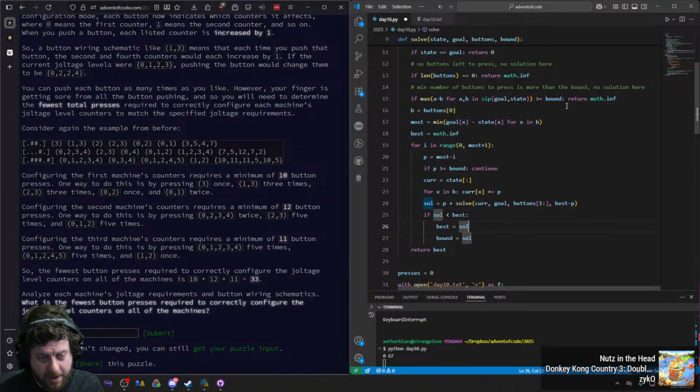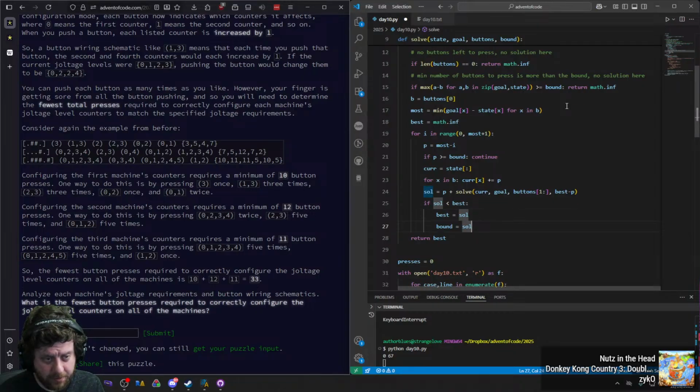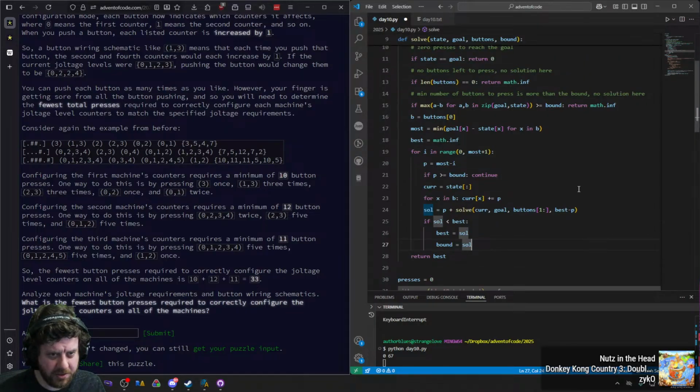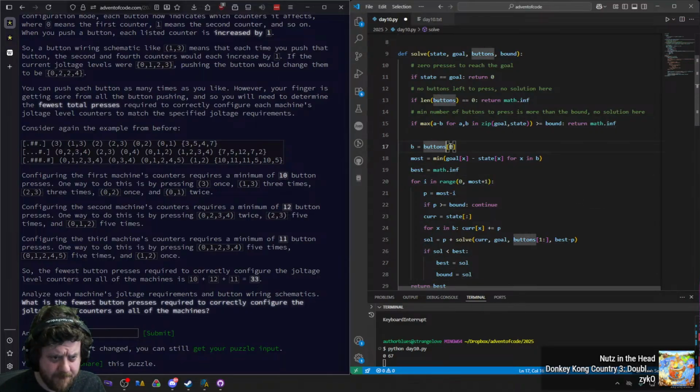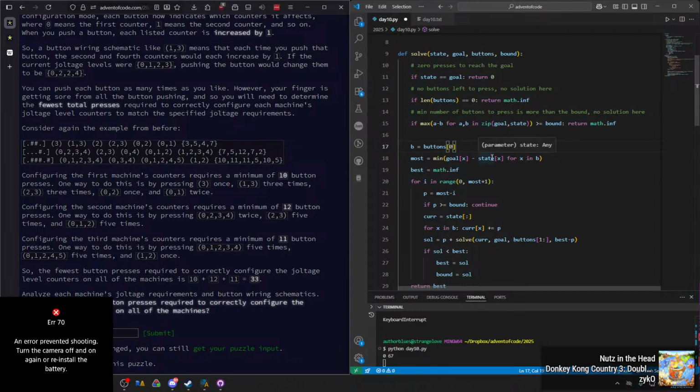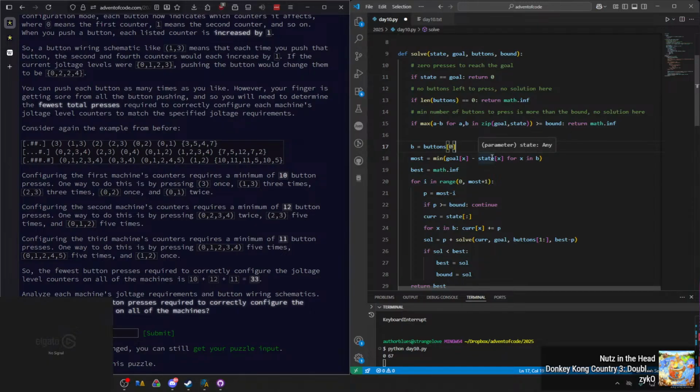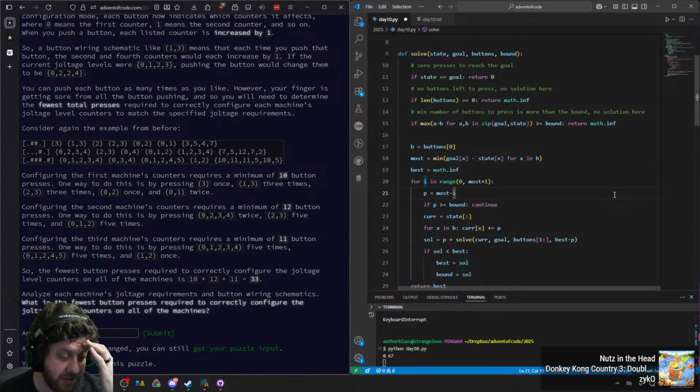If this improves our best, then our best is the solution, and we go ahead and lower our bound as well. I have two variables that are kind of doing the same thing, but I just don't care that much right now. Not sure that I see the obvious way to improve this solution, because right now this is too slow. For sure.